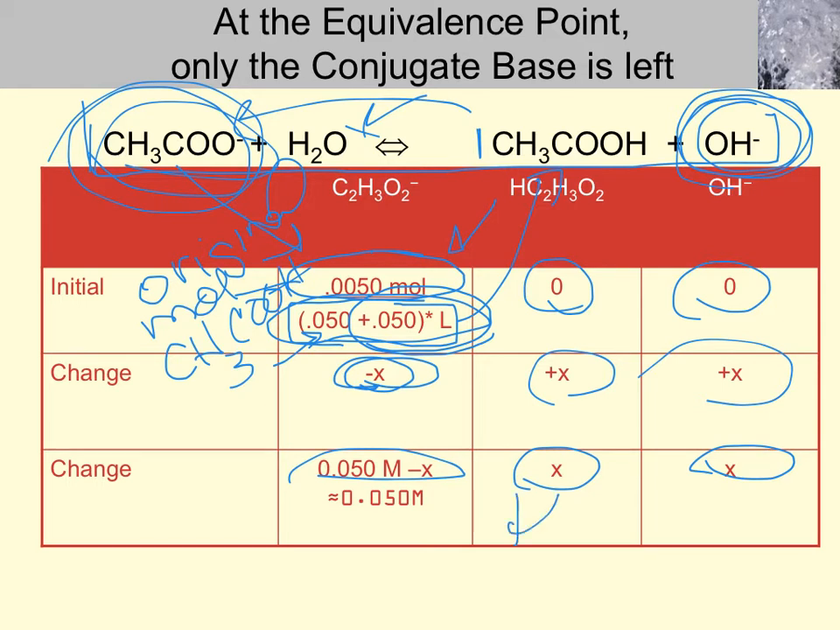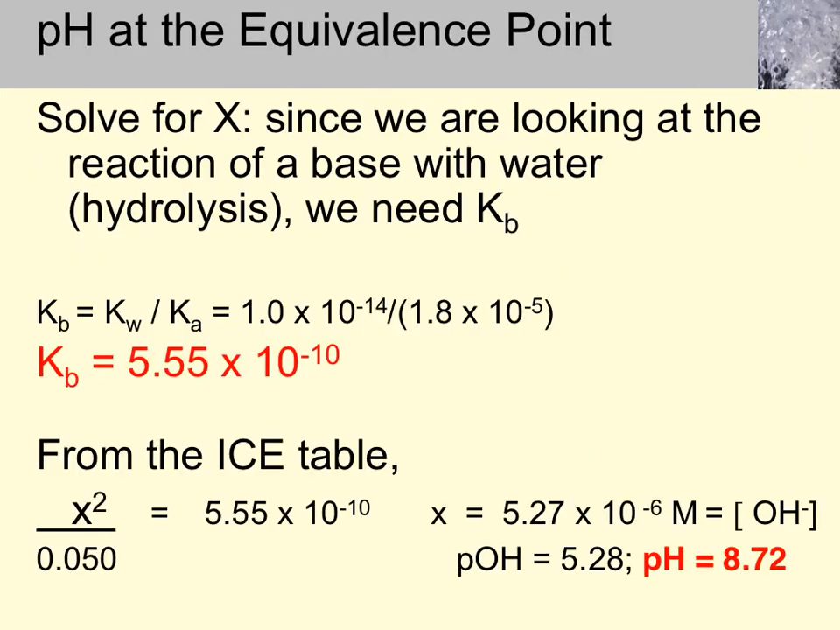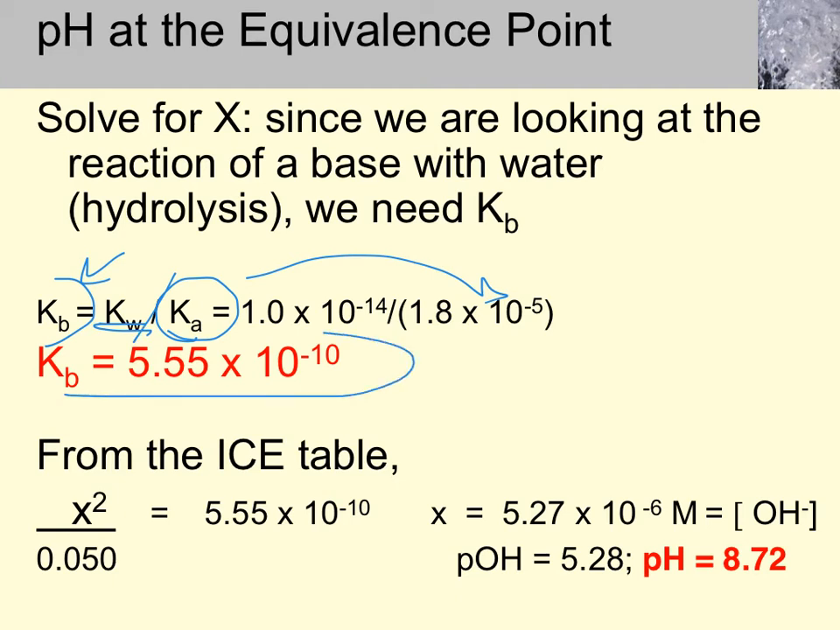We can plug those into our expression for Kb. That will give us the concentration of hydroxide, since it's a base, not the concentration of hydronium. And from that, and a couple more calculations, we'll be able to determine pH. So as I mentioned before, we were given Ka in this problem, 1.8 times 10 to the minus 5. We don't need Ka at the equivalence point. At the equivalence point, it's all been converted to the base, so we need Kb, which is simply Kw divided by Ka. And so the Kb we need to use for our ice table is 5.5 times 10 to the minus 10. Very, very small.